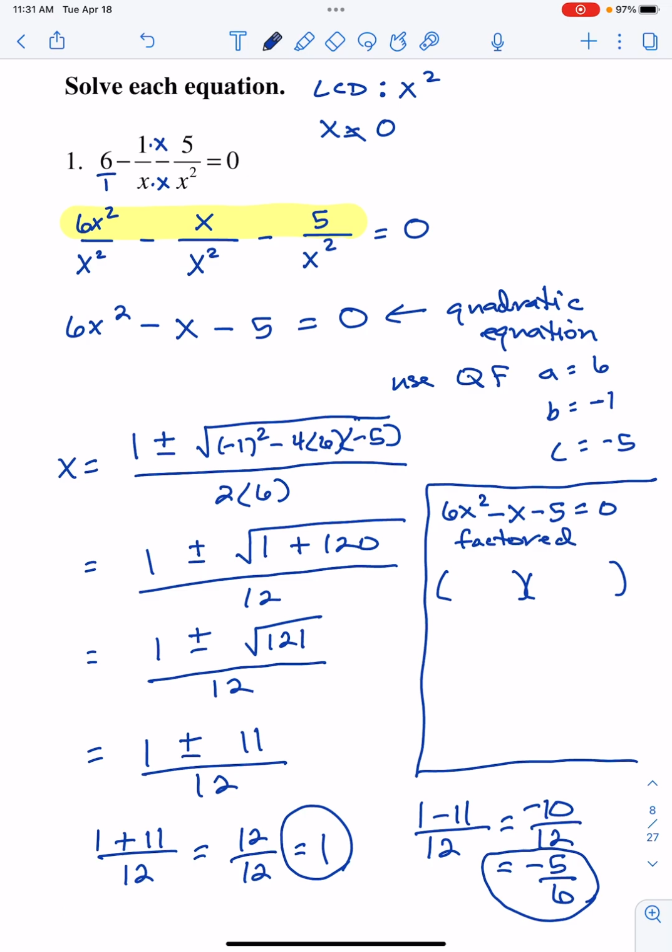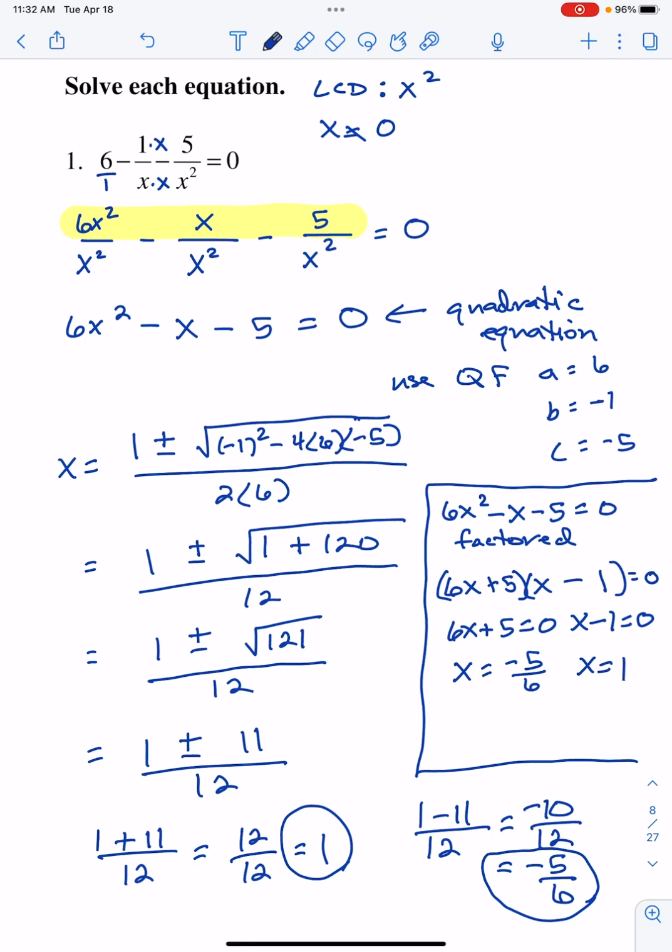Remember, you want to multiply to 6x squared, so I'm going to try 6x and x. Negative 5, I need to multiply to negative 5, so I'm going to try 1 and 5. Negative 5 means my signs need to be different. I'm going to say that this is plus and this is minus, so that would make negative 6 plus 5 for negative 1. Set each one equal to 0 and solve. So x is negative 5/6 and x is 1.